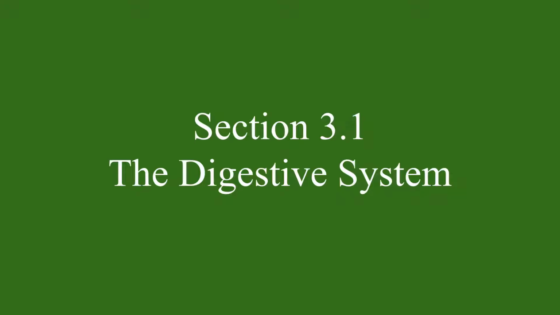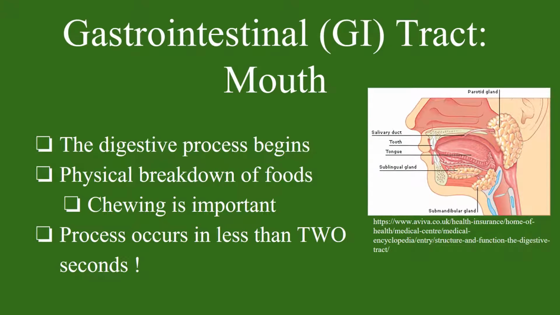The digestive system is made up of the gastrointestinal tract, also called the digestive tract, the liver, pancreas, and the gallbladder. Food moves through the digestive system by the GI tract. The GI tract consists of the mouth. This is where the digestive process begins.